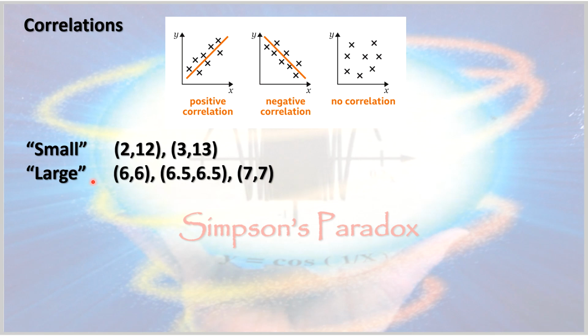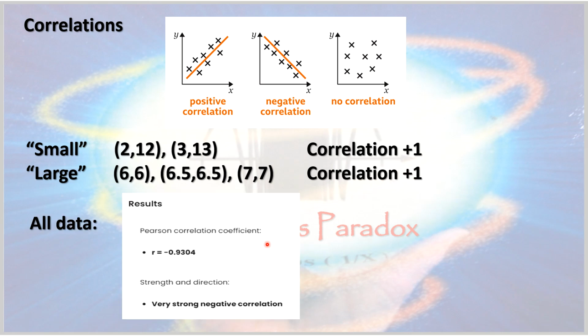Well, let's look at an example. In the small case, just 2 data points, 2,1 and 3,1... only 3 data points for the large case. Within the small category, the 2 points, of course, fall on a line with positive slope, so the correlation is a perfect 1.0. Within the large category, the points are on a different line, again with positive slope, so the correlation is a perfect 1. Taking all 5 points together, online software produces the following. Correlation coefficient negative 0.93, strength and direction very strong negative correlation.